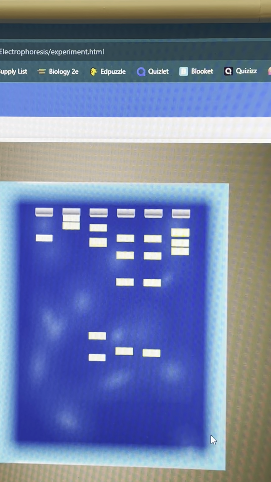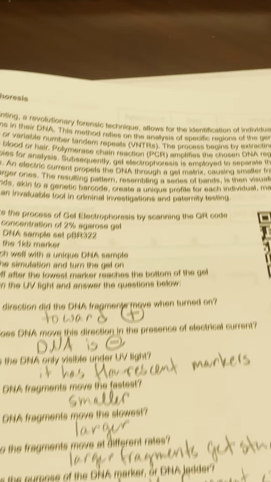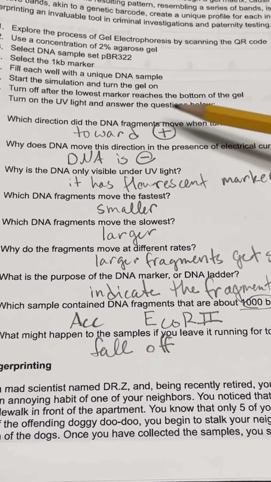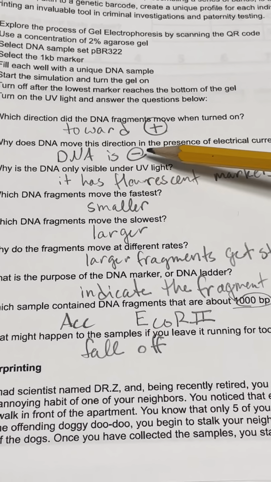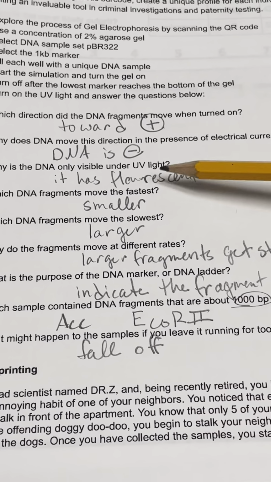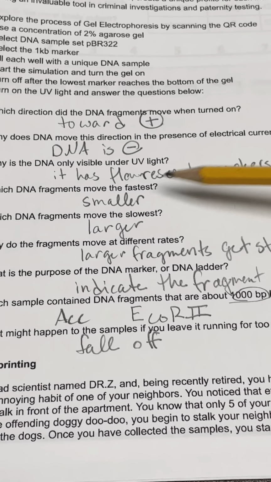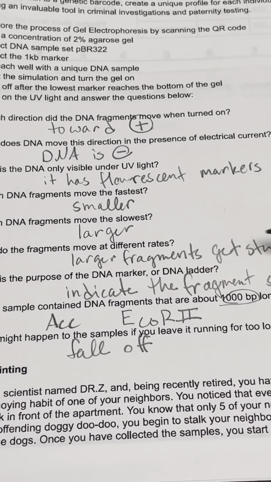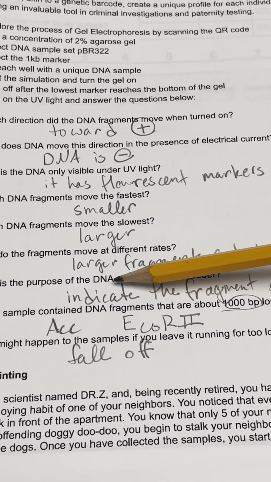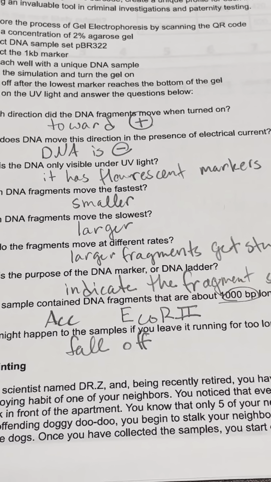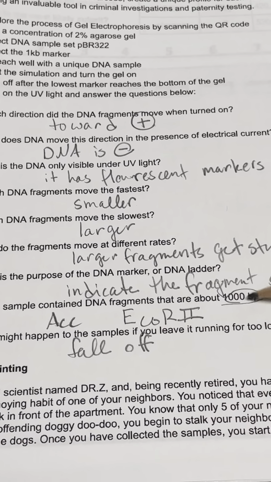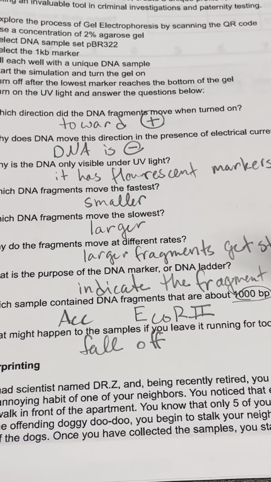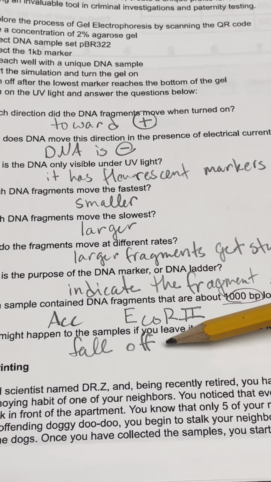So when we look at all of these different answers, which direction did the DNA move? It moved towards the positive. That's because DNA has a negative charge. It's visible because it has fluorescent markers or tags. The smaller ones move faster and the larger ones move slower. That is because the larger fragments get stuck in the gel. The DNA marker indicates the fragment size, and the DNA fragments that are about 1000 base pairs long include lane 2 and lane 5. And if we continue to run it, we're going to fall off.